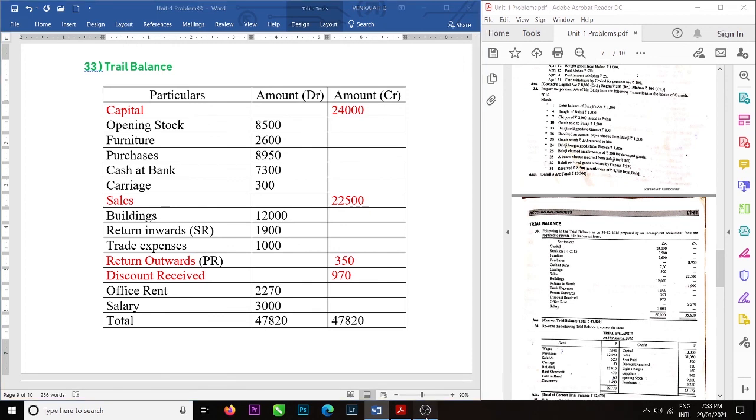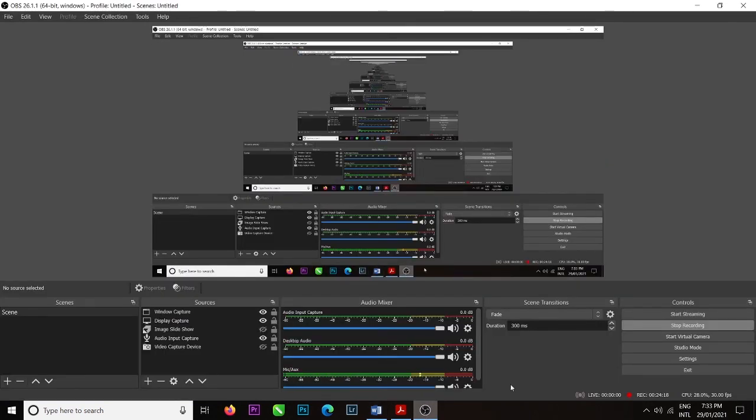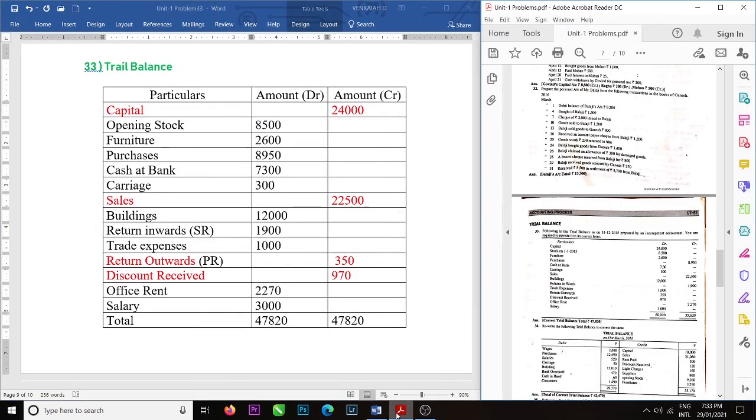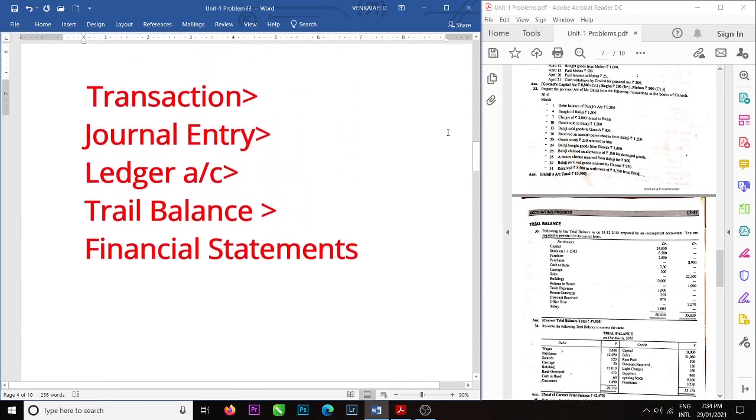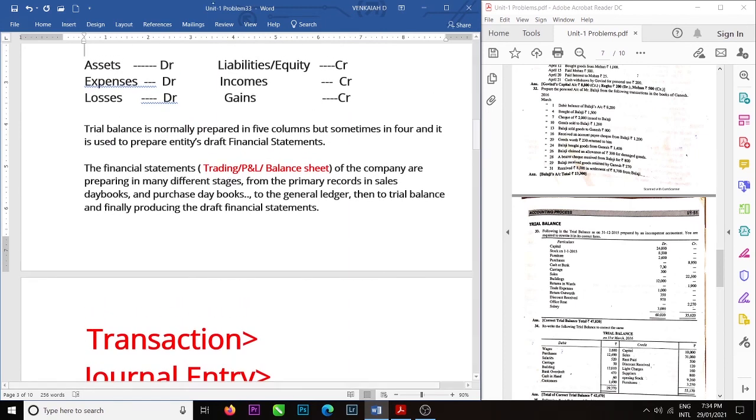Okay, students, you try problem number 34. Try to post it. Here I followed only a simple rule: assets, expenses and losses are posted in debit. Liabilities, equity, that is nothing but capital, and incomes and gains are credit. Automatically it will tally.